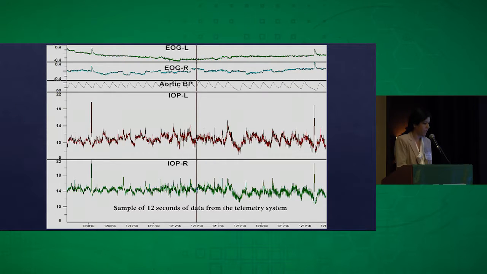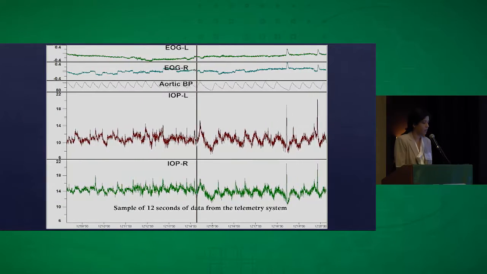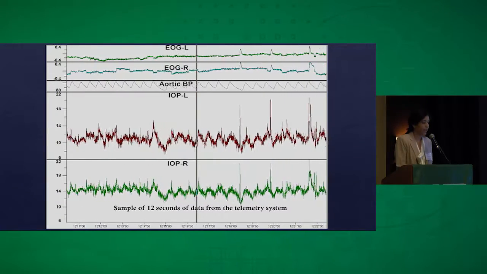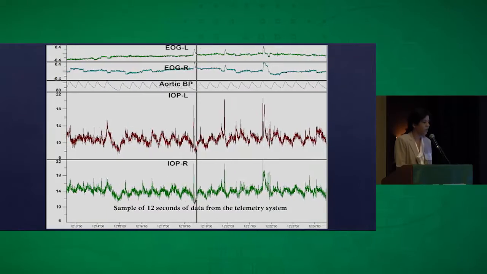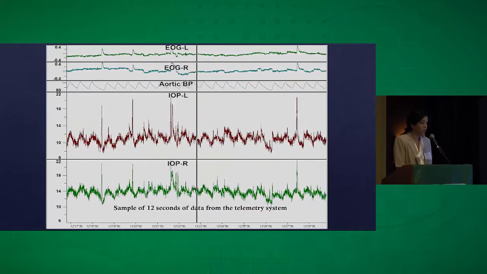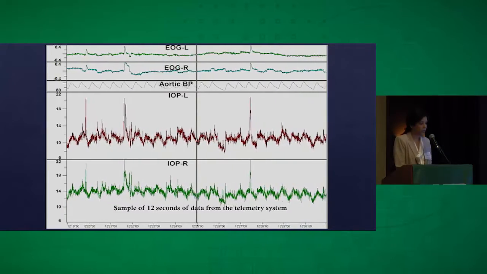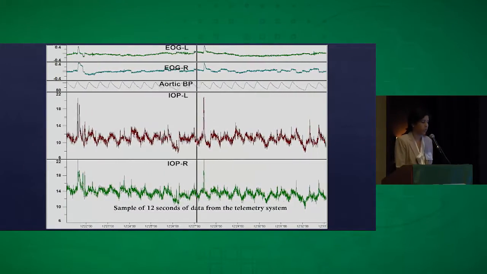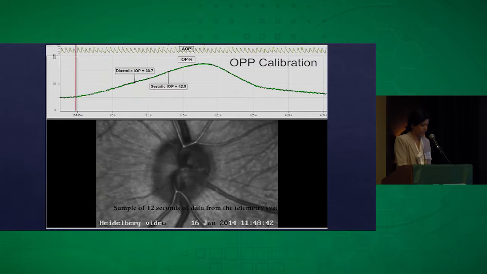This is a representative 12 seconds of data from the telemetry system, showing the dynamic nature of intraocular pressure in the right and left eye, the aortic blood pressure, as well as the EOG. The larger fluctuations are the blinks, and the smaller fluctuations are the saccades, which the system captures very well.